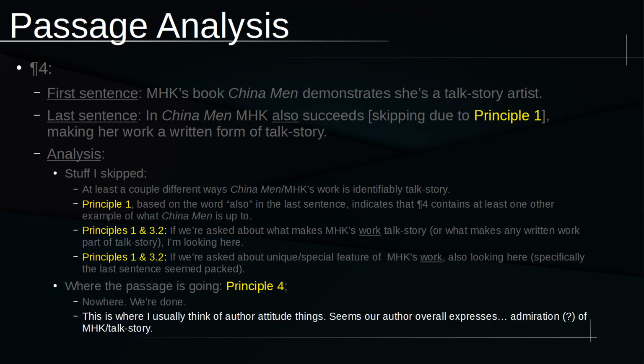This stage of the reading is where I generally do some predictions on author attitude kinds of things. It seems like our author overall expresses admiration of MHK and Talk Story, but I can't really tell what else is going on, other than the fact that they don't think what MHK was doing in Talk Story was a bad or stupid thing. They think it's a valuable thing that most people did not give enough value to previously. So that's really the only other thing that I can add to what I see here.